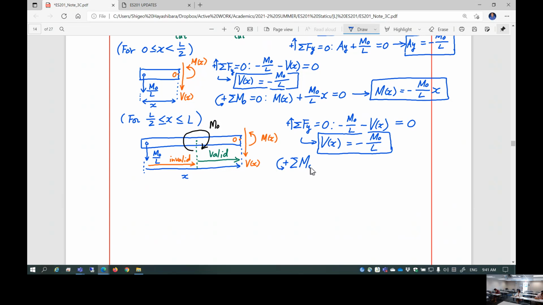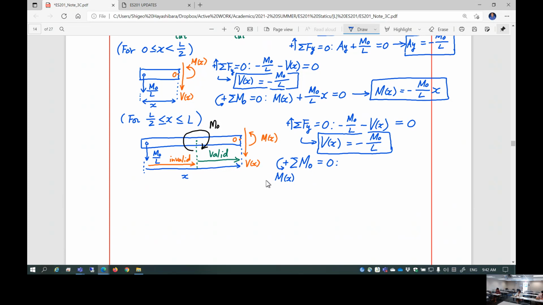And let's just take 0.0. Let's just set it equal to 0. 0.0 is relocated right here. Now this is 0.0. Okay. So this actually gives you internal moment as a function of x. It's a positive moment.